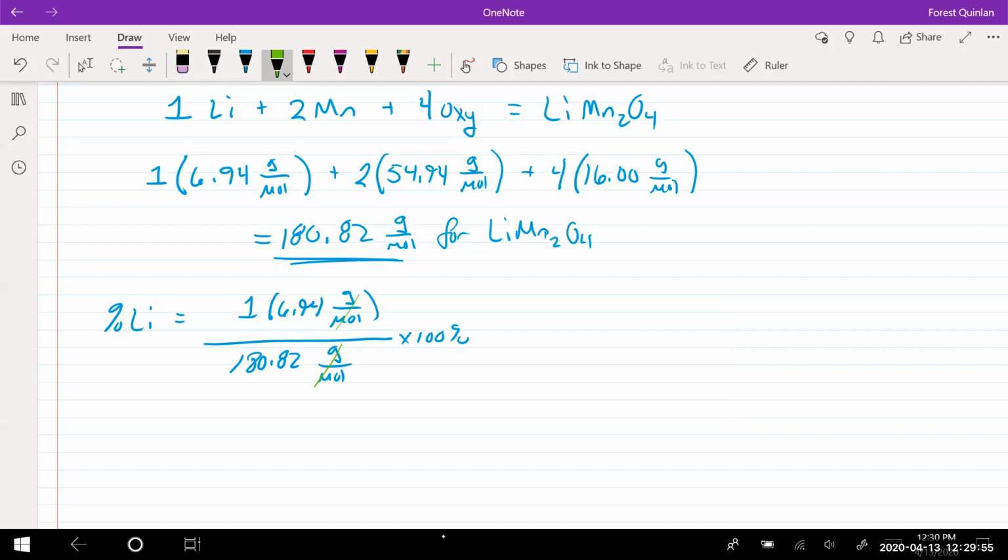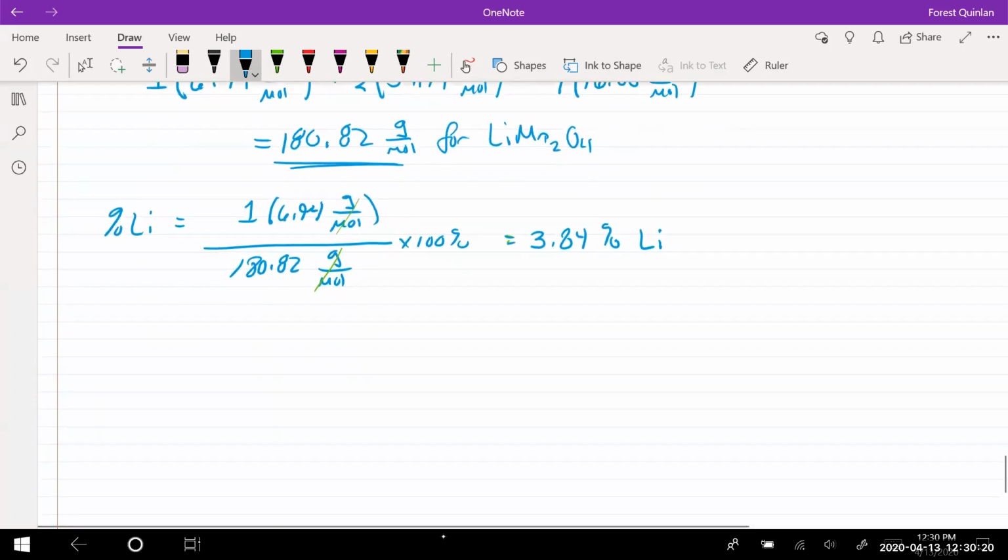It should be noted, percents do not have units, and look at that, grams per mole are canceling out. Percents are just a thing. If you do this, it turns out to be 3.84. So lithium doesn't seem to make up very much of this material.